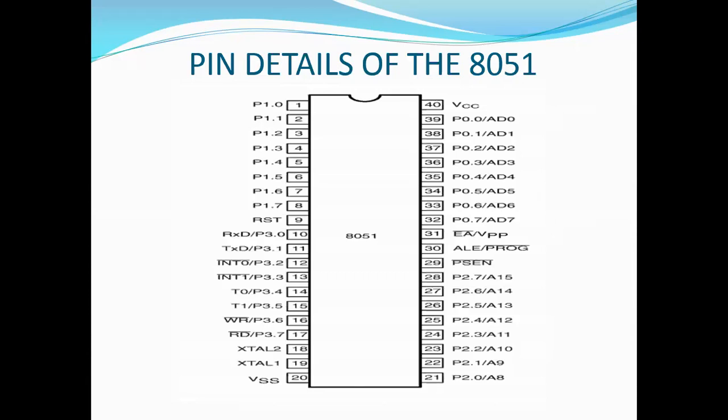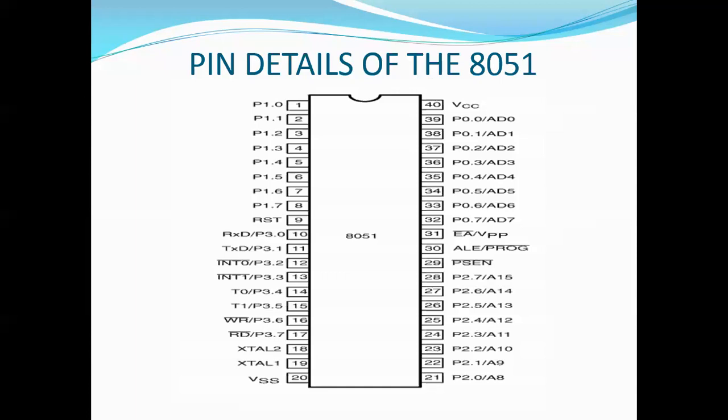Like that, in the same order, port 0.0 AD0, port 0.1 AD1, port 0.2 AD2, port 0.3 AD3, like that port 0.7 AD7. Same as port 2, normally from bottom to top, port 2.0 to port 2.7, the higher order address also from bottom to top. That is port 2.0 A8, port 2.1 A9, port 2.2 address 10, port 2.3 address 11, port 2.4 address 12, port 2.5 address 13, port 2.6 address 14, port 2.7 address 15. Like that, the total 16 address lines are given to the alternative functions of port 0 and port 2.